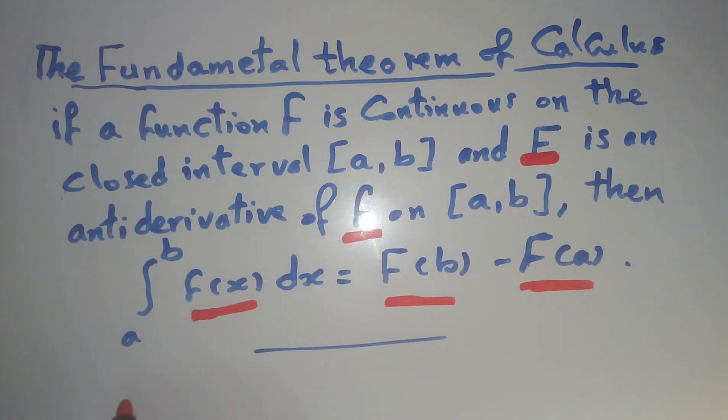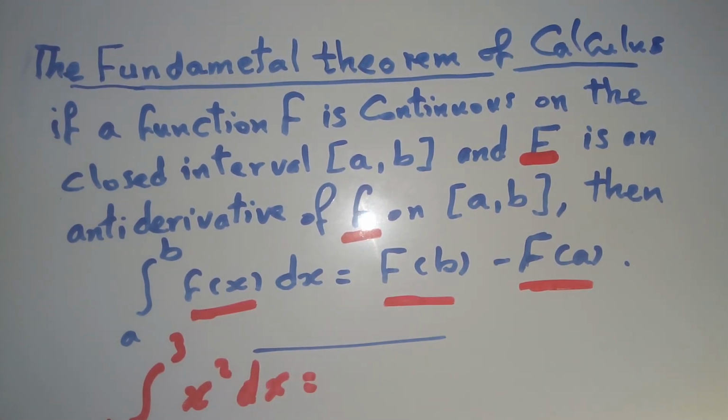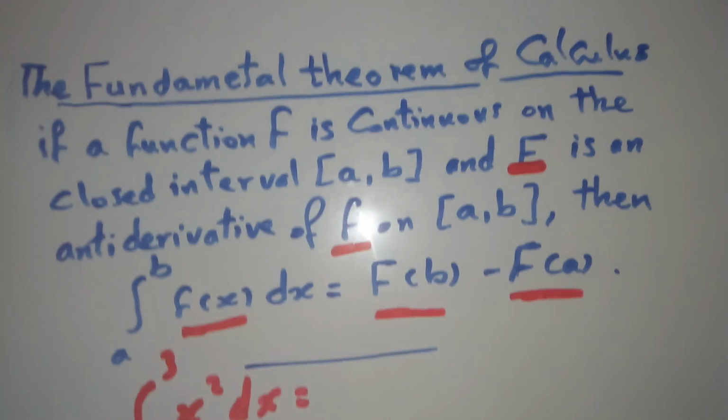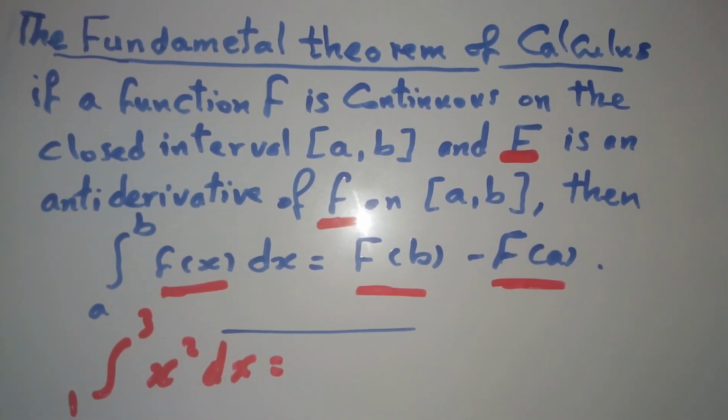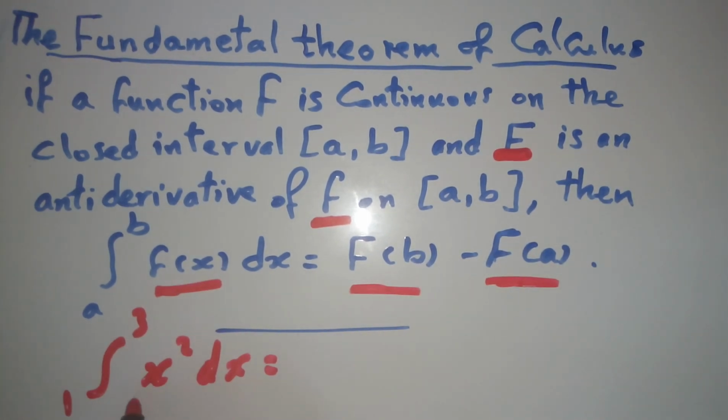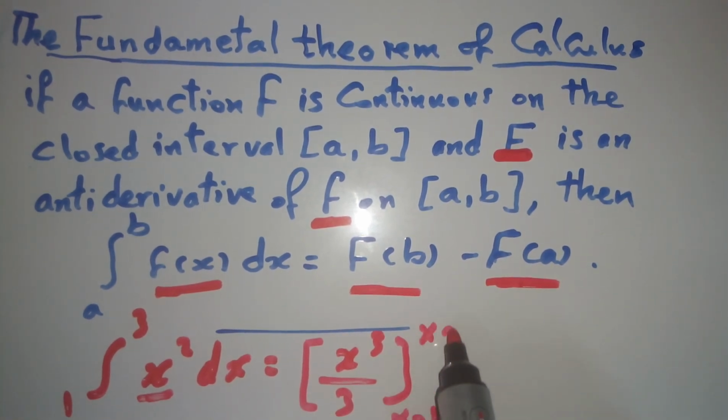How to apply this rule? If you have the definite integral from 1 to 3 of x squared with respect to x, it will be what? The integral of x squared is x cubed divided by 3, from x equals 1 till x equals 3.